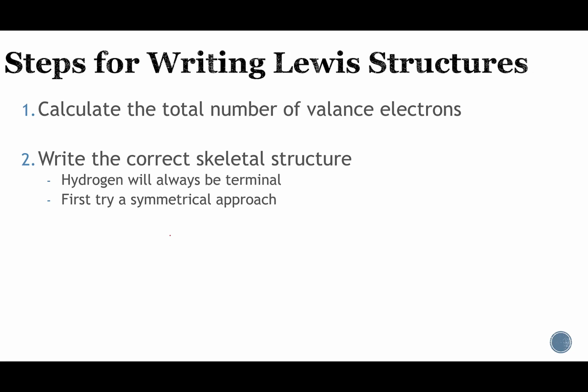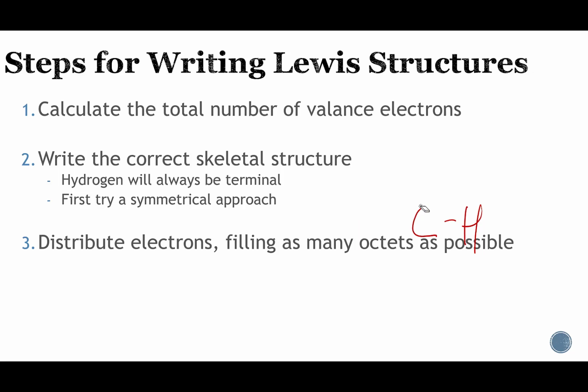Number two is to write the correct skeletal structure. The more you do these, the more comfortable this will get. Just some helpful hints here is try a symmetrical approach. So if there's 3 of a particular atom, those are probably going to be around a different atom. So think symmetry. And hydrogen will always be terminal. So you'll never see a hydrogen like in the middle of a compound because it's touching too many electrons. So hydrogens will always be terminal. They'll always be on the outside. So 2 helpful hints there.